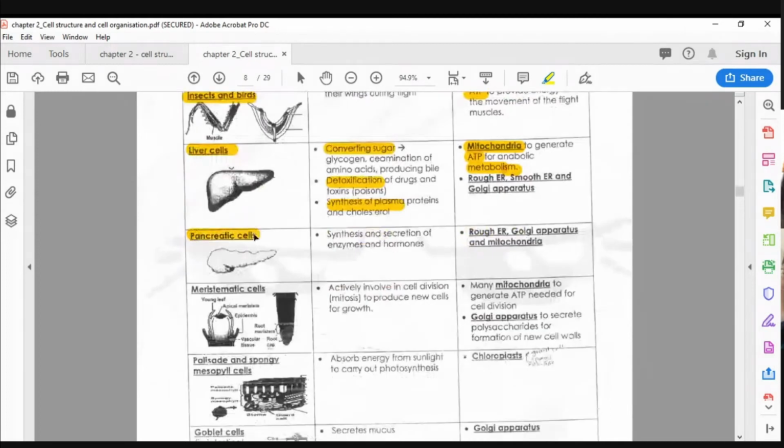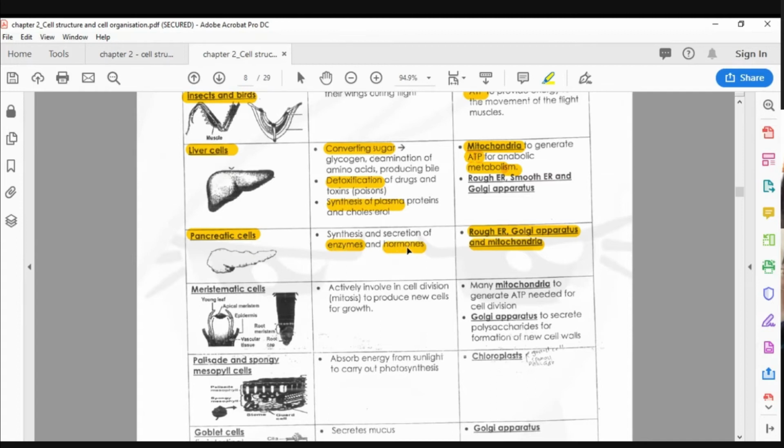Okay, you see here, pancreatic cells. Do you know what is pancreatic? Your pancreas. The cells inside your pancreas are called pancreatic cells. These pancreatic cells have a lot of RER, Golgi apparatus, and also mitochondria. What's the function of pancreatic cells? They synthesize a lot of enzymes and hormones, correct? Hormones such as insulin, glucagon, and some of your digestive enzymes.